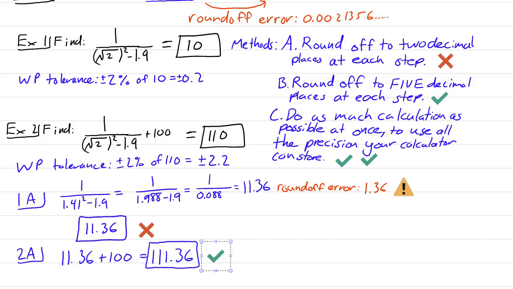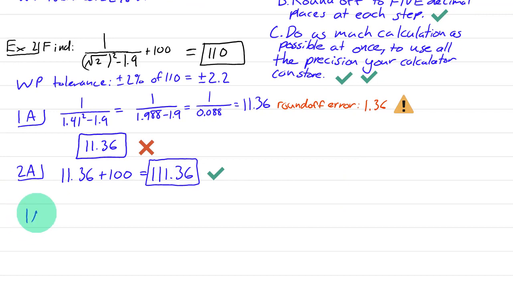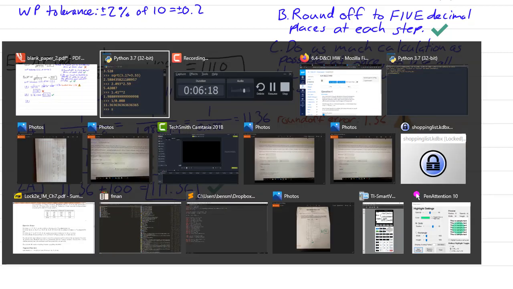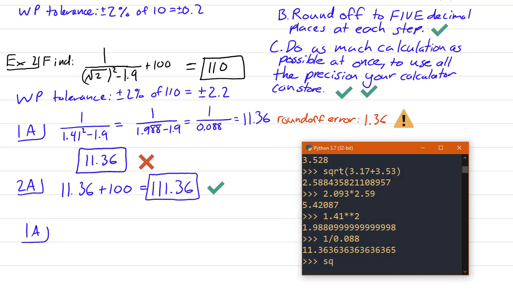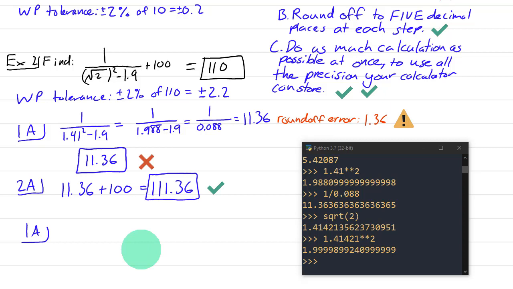Now let's go over how to do this right. The right way to do these. So method B says round off to 5 decimal places after each step. So if you were to do the square root of 2 here, you'll get 1.41421, and then you do 1.41421 squared. That's going to give you 1.9999. I'm going to write that in here.